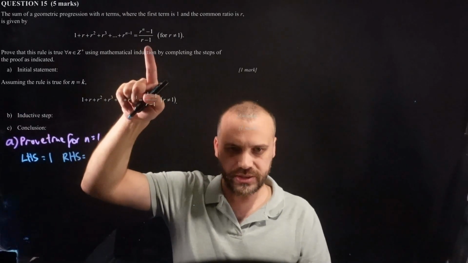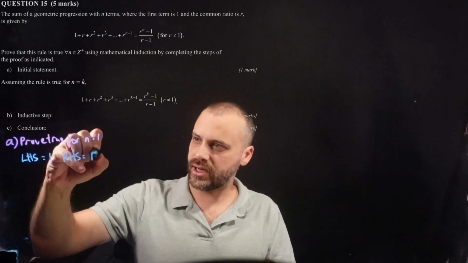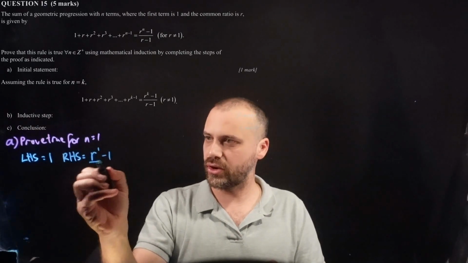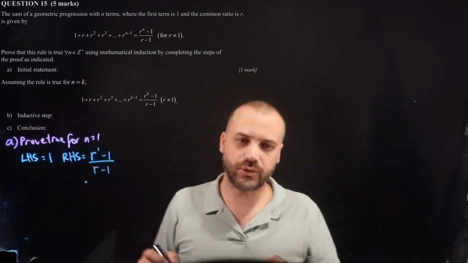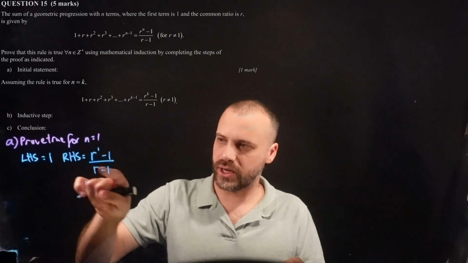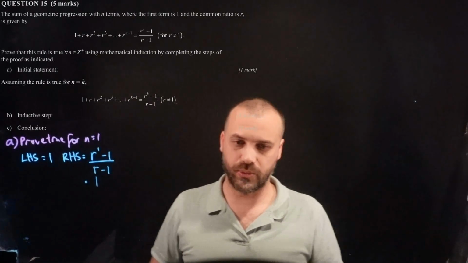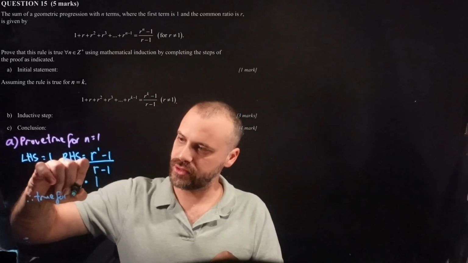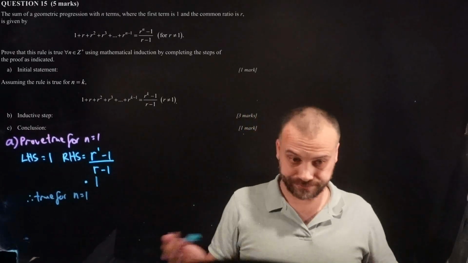Now our right-hand side, you've got to be careful here. R is just some value. R to the n, now n is 1. R to the 1 minus 1 over R minus 1. Now, of course, R to the 1 is just R. So this is R minus 1 over R minus 1. And anything divided by itself is 1. So, therefore, true for n equals 1, because the left-hand side and the right-hand side are equal.